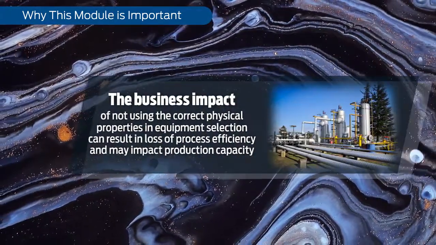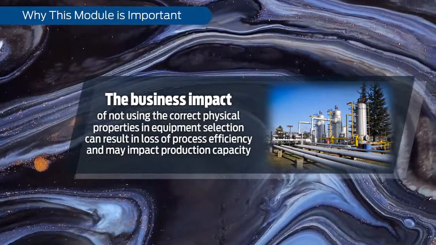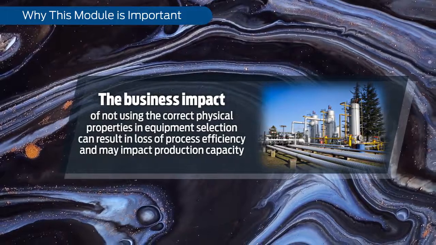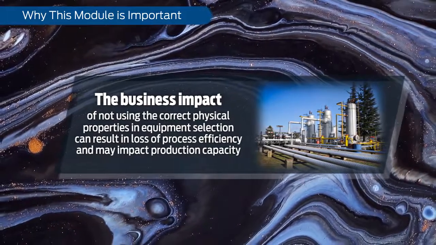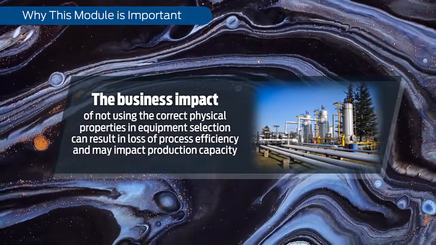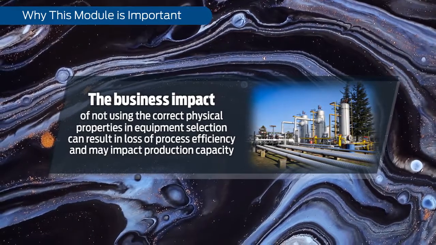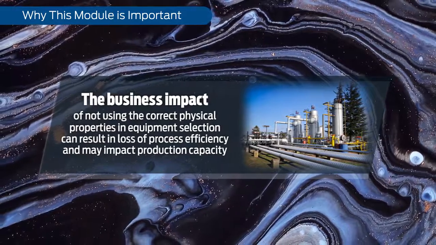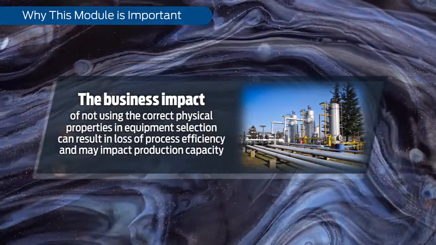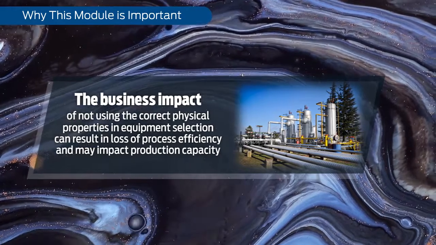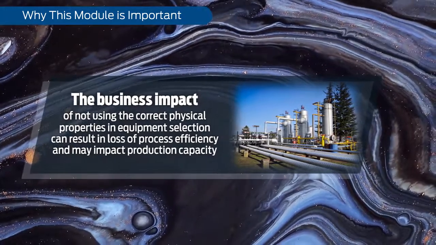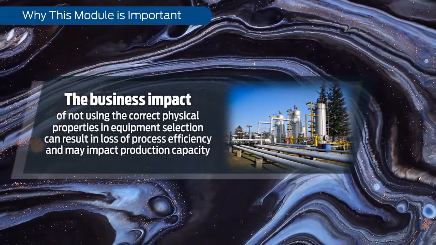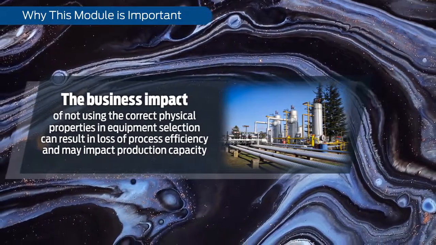The business impact of not using the correct physical properties in equipment selection can result in selecting an inadequately sized separator, heater treater, or compressor, for example. This can result in loss in process efficiency and may have an impact on the amount of production that the facility can process due to inadequate actual capacity. On the other hand, there is also a risk that the facility is over-designed, resulting in excess capital expense due to purchasing equipment that is too large.